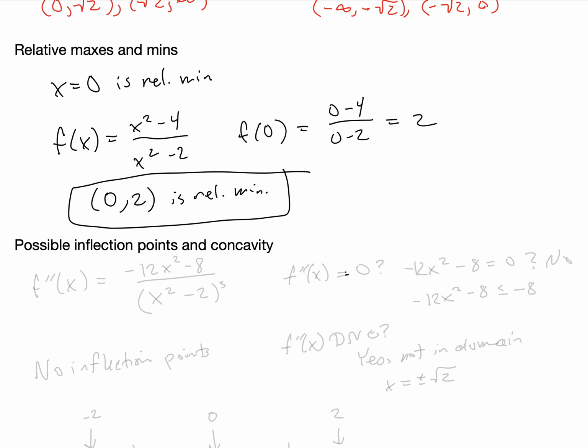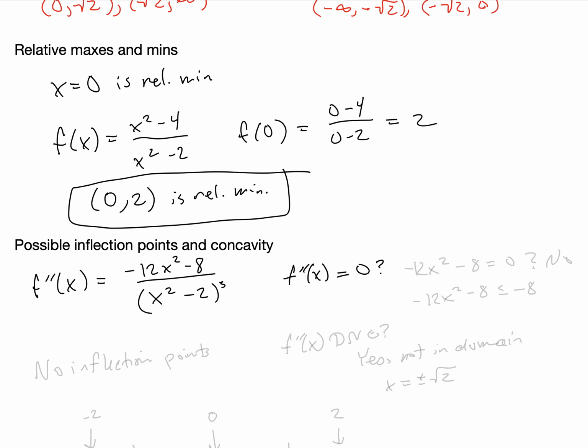Now we can find possible inflection points and concavity. Remember, that's based on the second derivative. Our second derivative was f double prime of x is equal to negative 12x squared minus 8 divided by x squared minus 2 cubed. So potential inflection points occur in the domain where the second derivative equals 0 or is not defined. Are there any places where the second derivative equals 0?